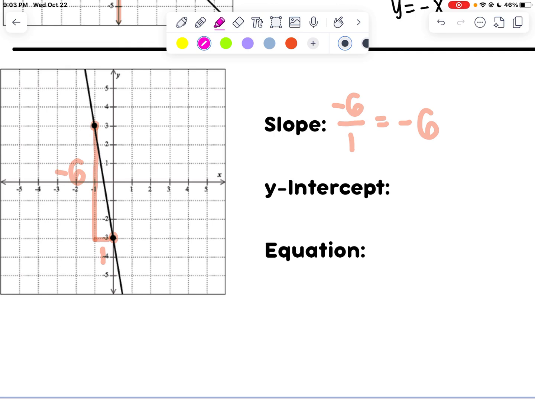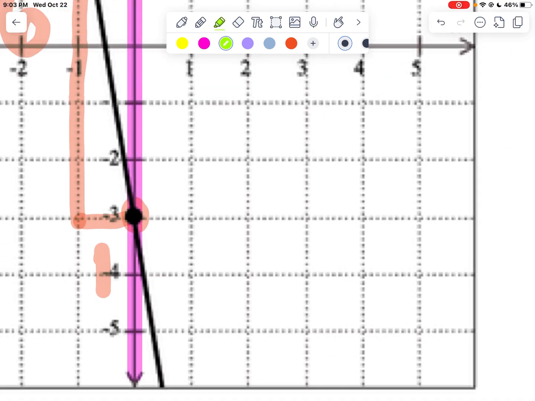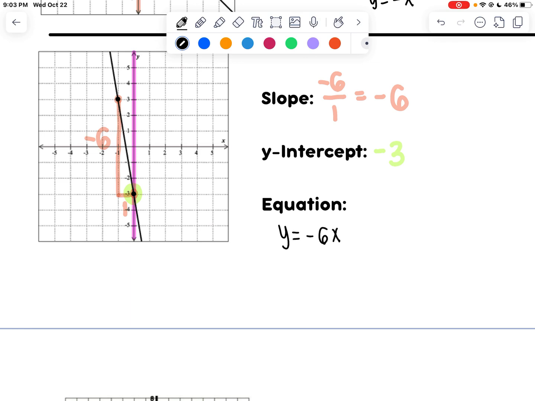My y-intercept, I'm going to look down my y-axis, and I can see right down here at negative 3 is where I cross. So my y-intercept would be negative 3. When I put that together, my equation is going to become y equals negative 6x minus 3.